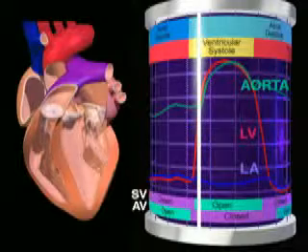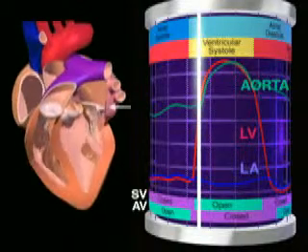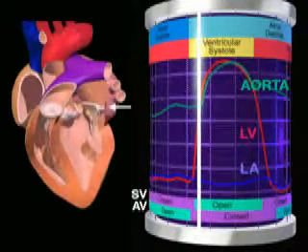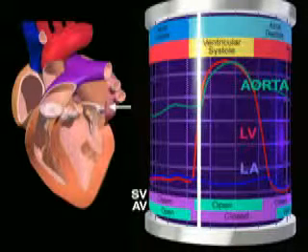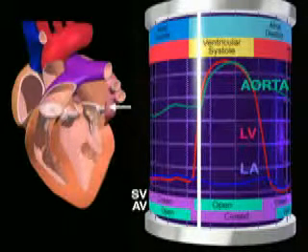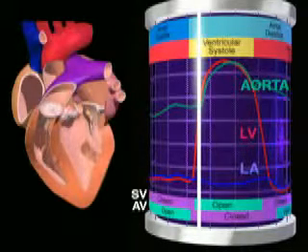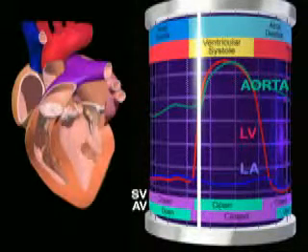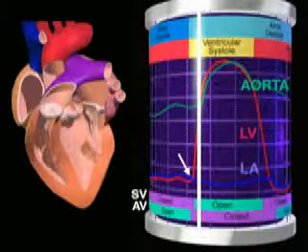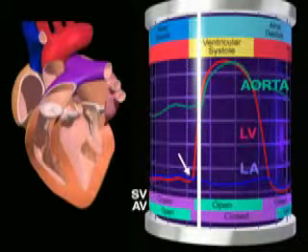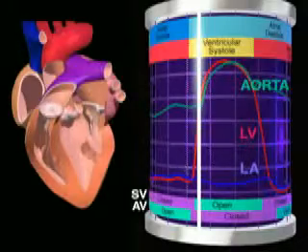As the left atrium relaxes, the left ventricle contracts and ventricular systole begins. Ventricular contraction increases blood pressure within the left ventricle. When left ventricular pressure exceeds left atrial pressure, the bicuspid valve shuts, preventing blood from flowing back into the atrium.